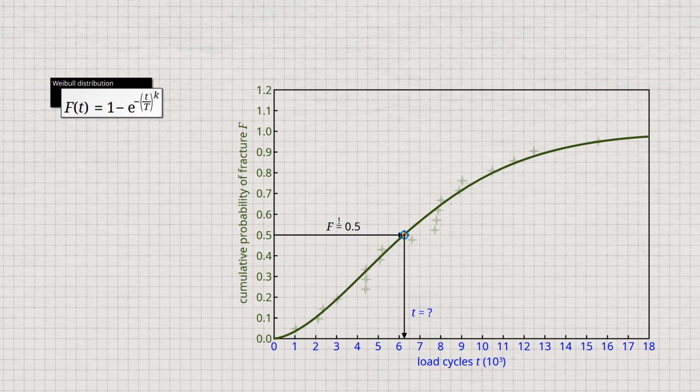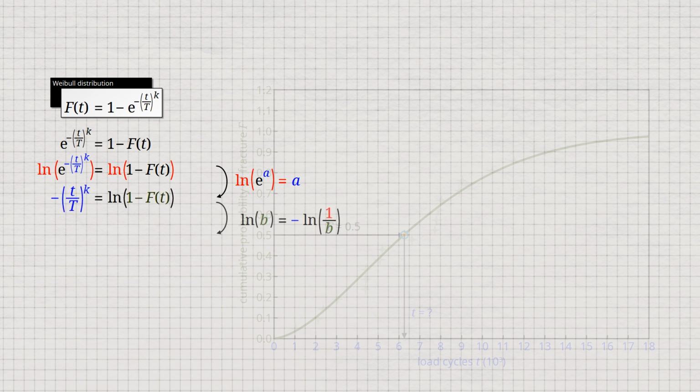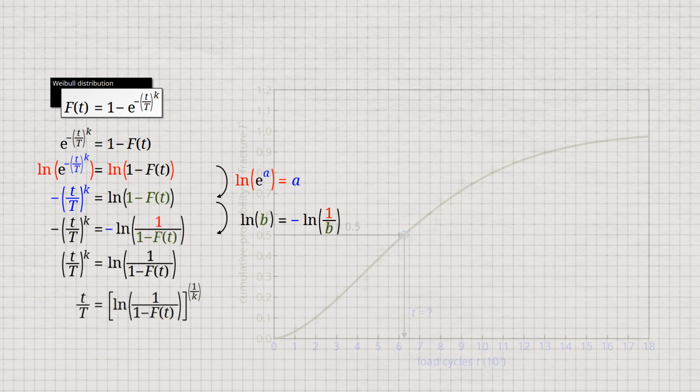To do this, we need to solve the distribution function for the variable t. To do this, we put the exponential term on the left side of the equation. Then we apply the natural logarithm function to both sides. Using the logarithmic identity shown, we obtain the given equation. We can now use another logarithmic identity to eliminate the negative sign. We now solve this equation for the variable t and obtain the shown formula.